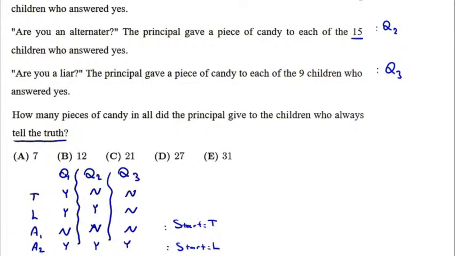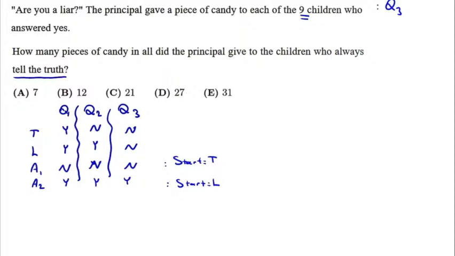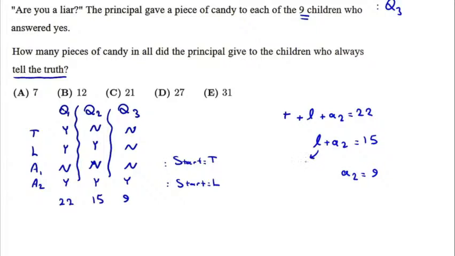So let's consider these questions. In the first question, they get 22 candies, 15 candies, and 9 candies. So if I consider the number of truth teller be T, here yes is T, L, and A2. T plus L plus A2 equal to 22. The next one, L plus A2 is 15. And the last one, A2 is 9. So A2 is 9, so L is 6. So this part is 15. So T is 7 because the sum is 22.